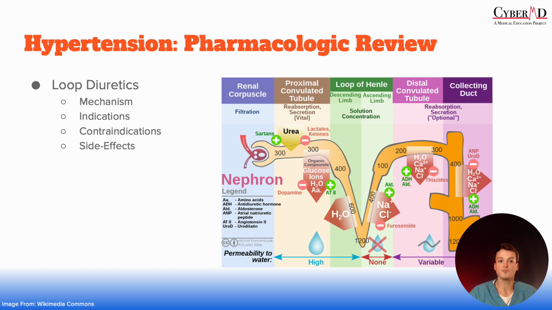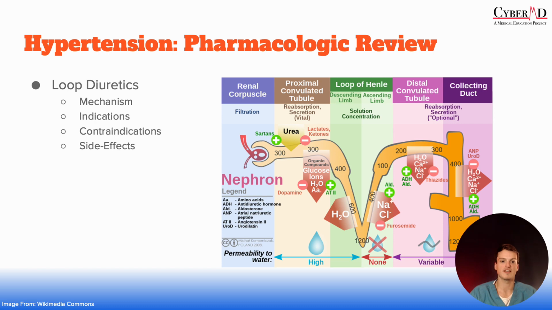Next up is loop diuretics, such as furosemide, which are all going to work primarily by inhibiting the sodium-potassium-chloride cotransporter in the thick ascending limb of the loop of Henle within the kidneys. That action leads to a decrease in the reabsorption of sodium and chloride, and consequently an increase in the excretion of water, sodium, chloride, magnesium, and calcium. And so by promoting diuresis, these drugs effectively reduce blood volume, which in turn lowers blood pressure.